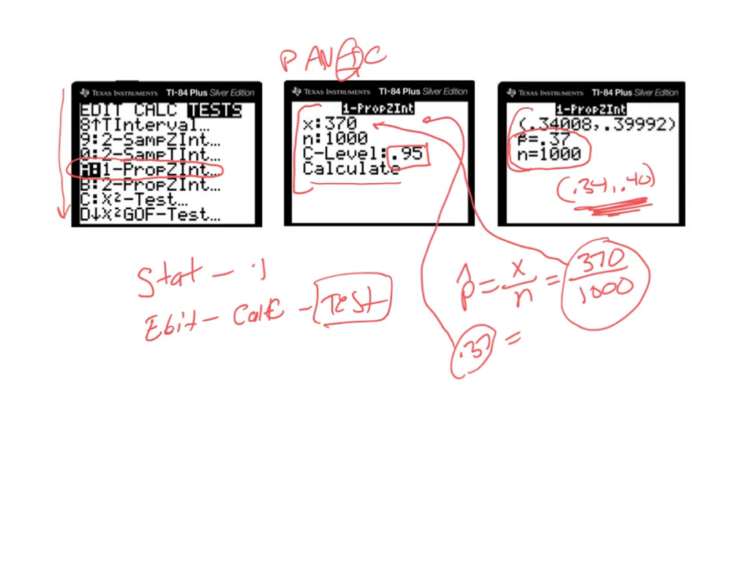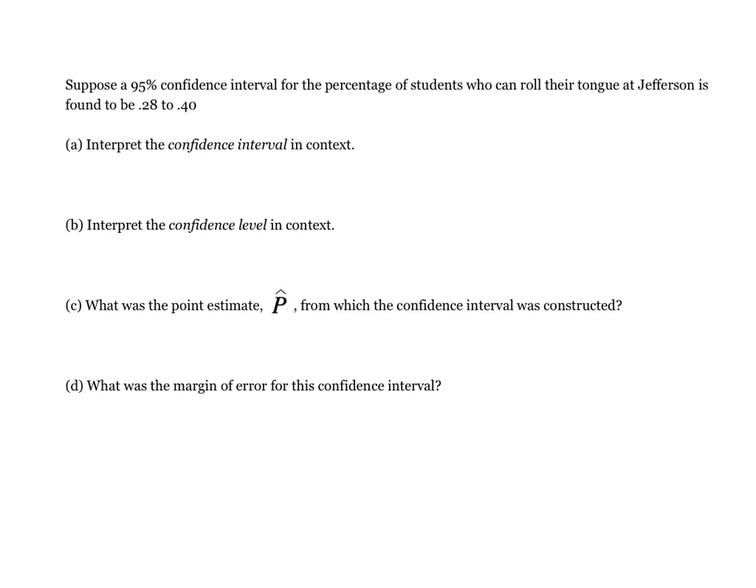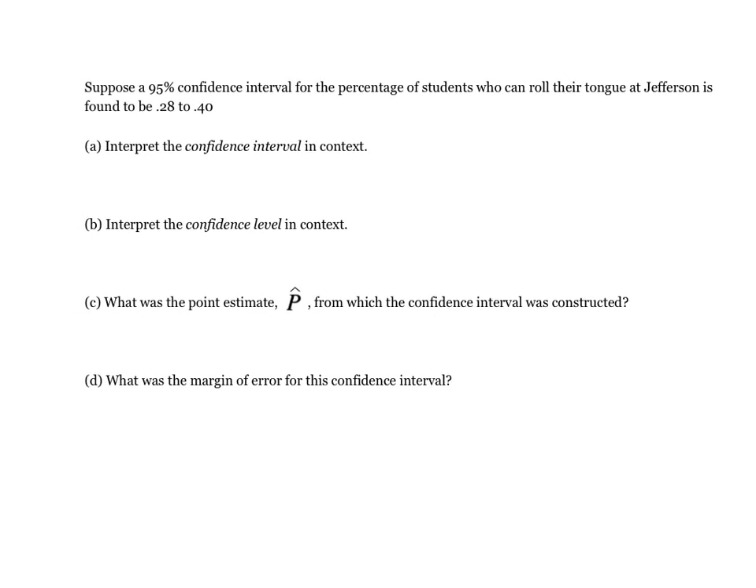There's one more thing you need to know about confidence intervals. Okay? First, let's quickly review some stuff about it. So it says, suppose a 95% confidence interval for the percentage of students who can roll their tongue at Jefferson is found to be 28 to 40%. So the interval is 28 to 40. Rolling your tongue, it's when you try to curl up your tongue on both sides and make a little tunnel.